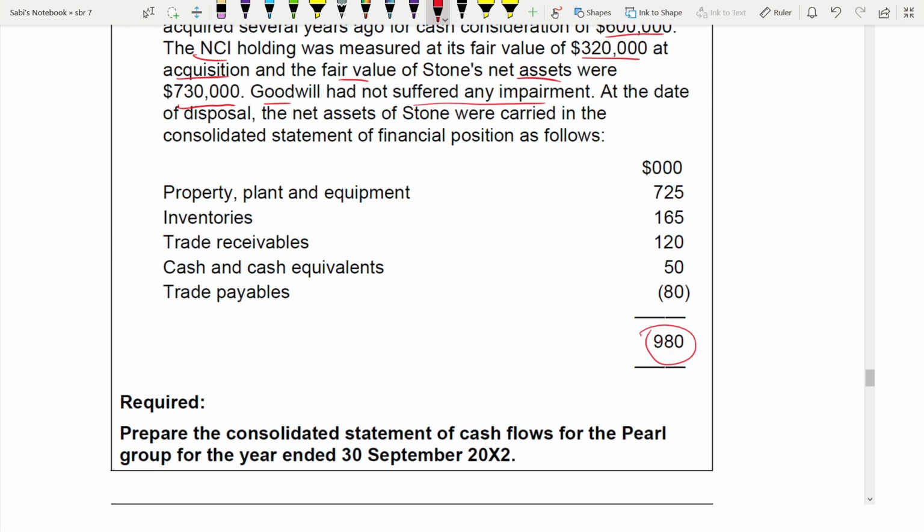So let's do it. You open your, log into your ACCA website, open your CBE practice, log in there. Okay, and let's do.